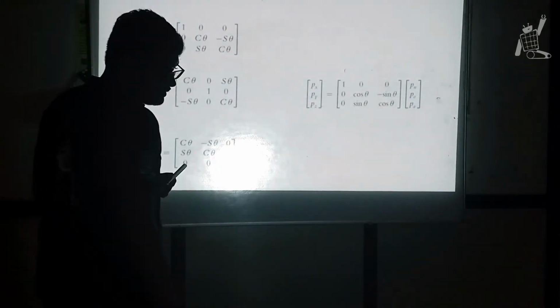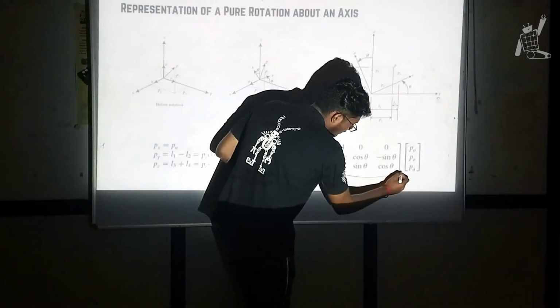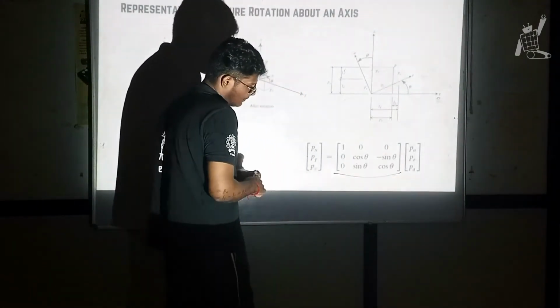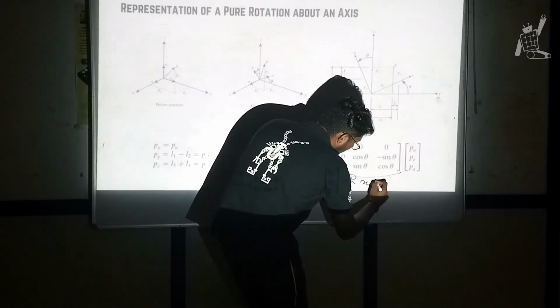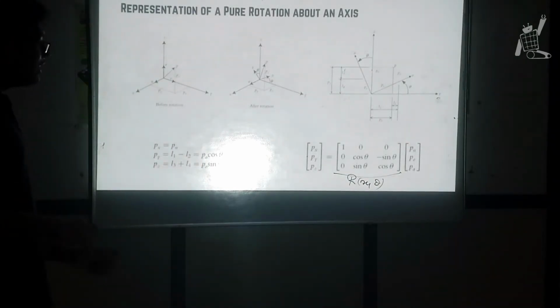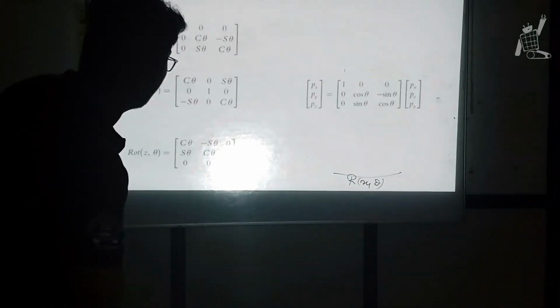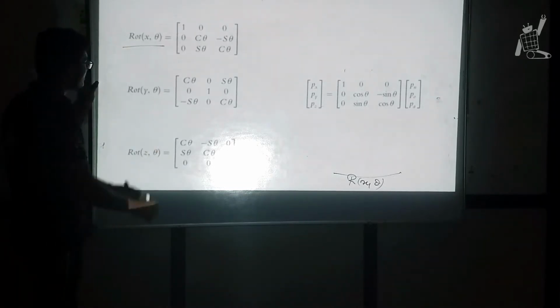So we see the transformation. This is the transformation matrix for the rotation along x. The rotation happened with respect to the x-axis by an angle theta degree. So that is the same thing: rotation about x by an angle theta degree.